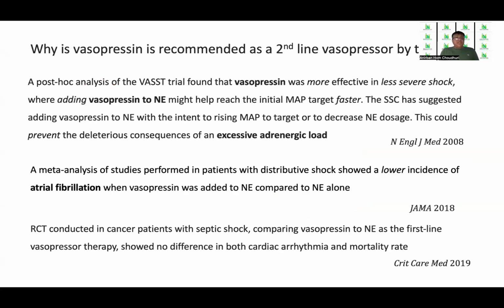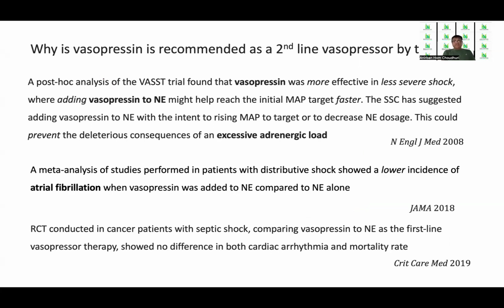Now, the question comes: after norepinephrine, what? We all know that vasopressin is recommended as the second-line vasopressor. Now, why is this the recommendation? A post-hoc analysis of the VASST trial, which I just mentioned 2 slides before, found that vasopressin was more effective in less severe shock, where adding vasopressin to norepinephrine might help reach the initial MAP target faster.